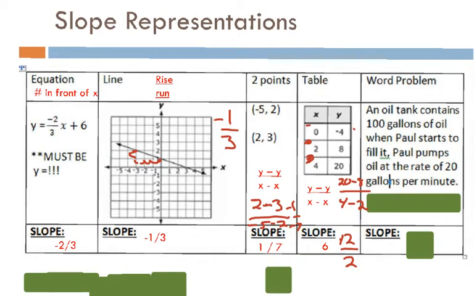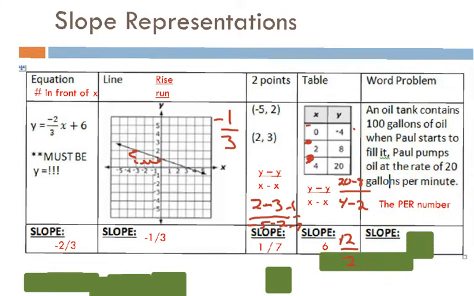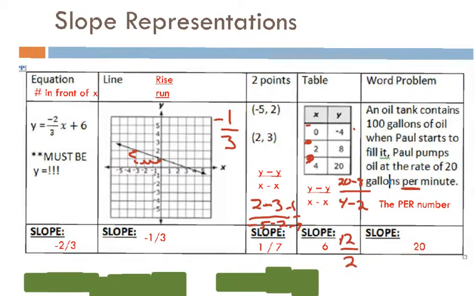And the last one you have is a word problem. An oil tank contains 100 gallons of oil. When Paul starts to fill it, Paul pumps oil at the rate of 20 gallons per minute. And the short version of this is you're going to be looking for that "per" number. So right here is the word I have, is where "per" is in my word problem. And so my slope number there is going to be 20.